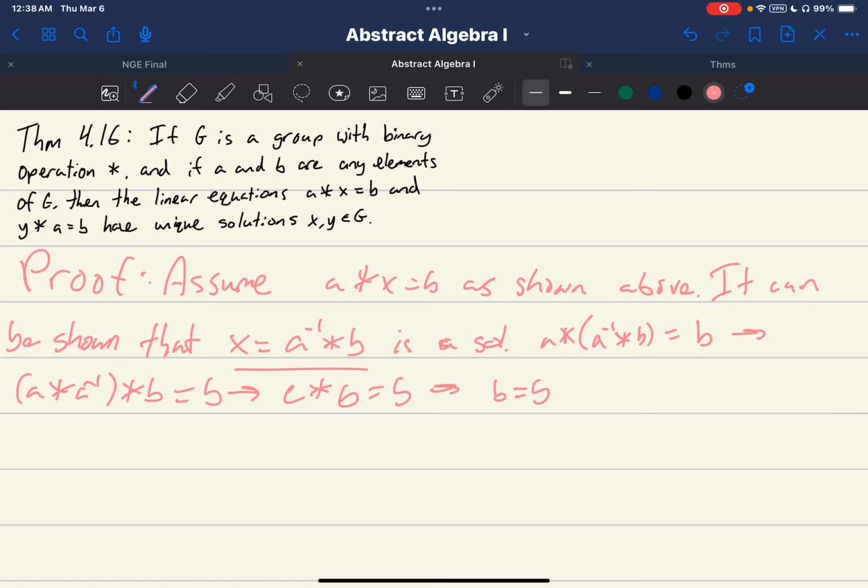That means that X has a value. Let's do a similar process for Y, and then we'll show uniqueness. So we have, assume Y star A equals B.